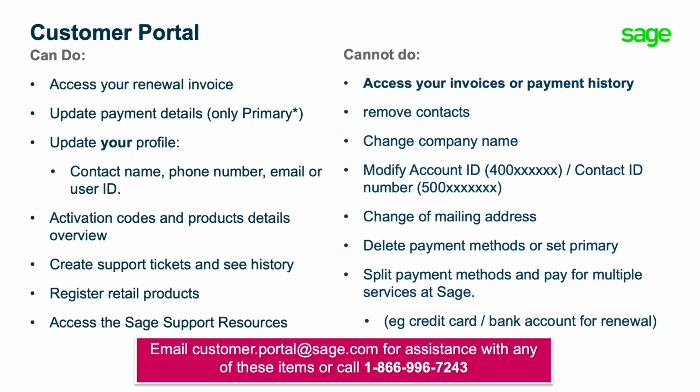You will not have access to your past invoices or payment history. You will not be able to remove contacts, change the company name, or do updates to the account ID, contact ID numbers, or mailing address. Currently, you cannot delete or set primary payment methods. Also, you cannot split payment or pay for multiple services on the Sage portal. You must contact the customer service team to remove contacts, addresses, credit card, and banking information from your account.